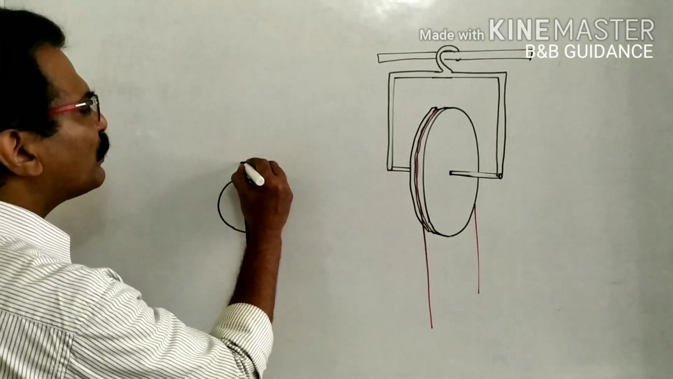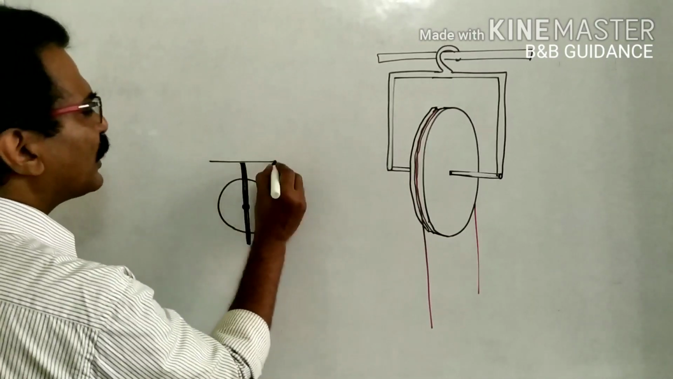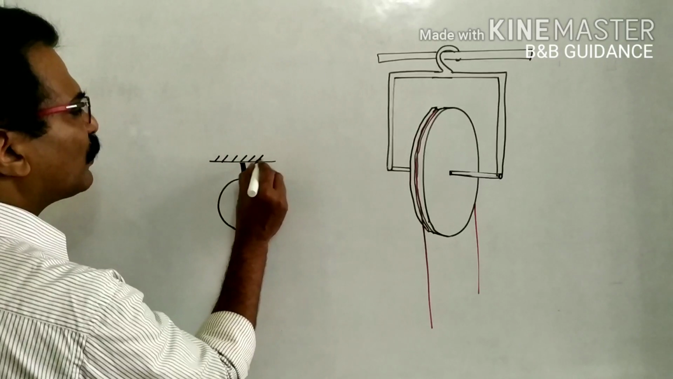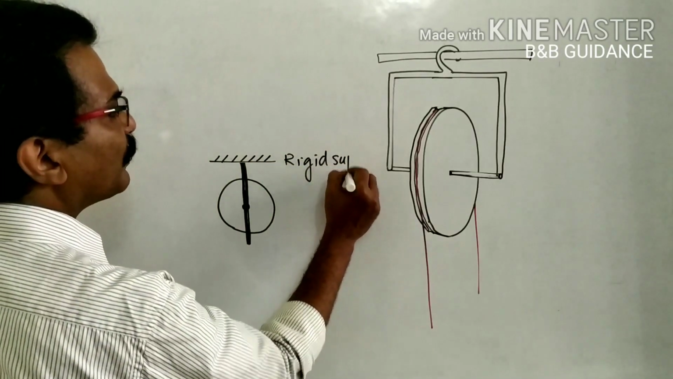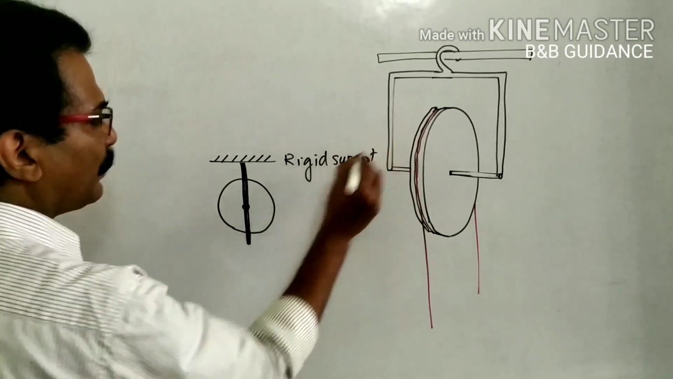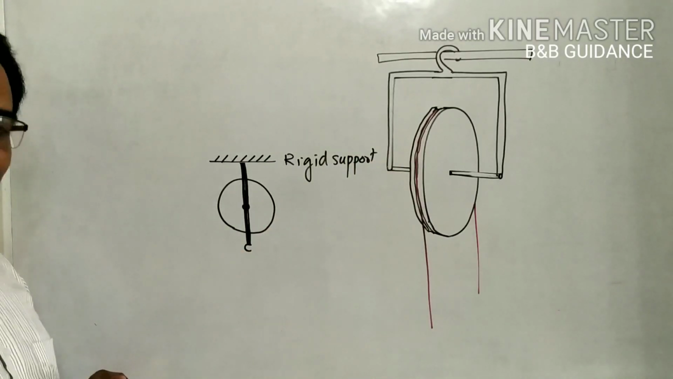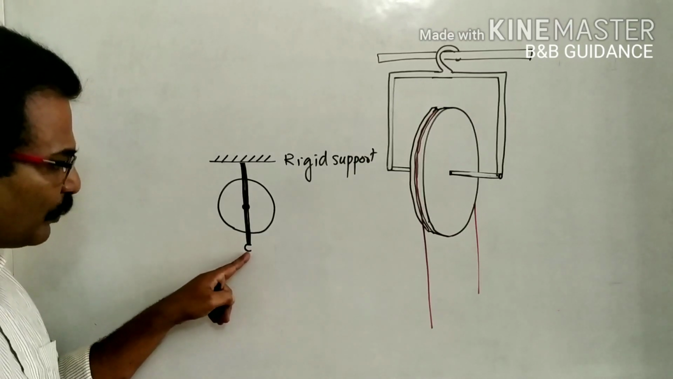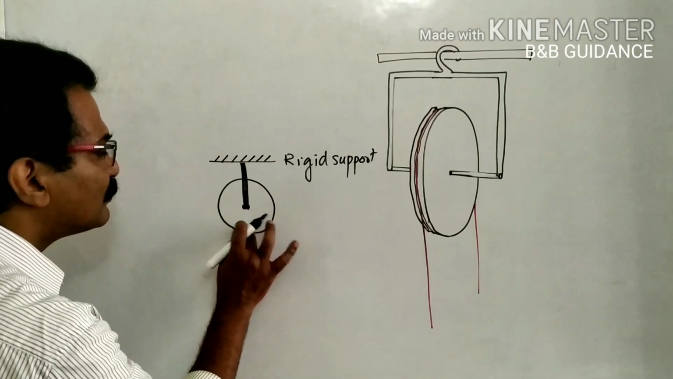Here, you can show one hook. Or you can draw a rigid support like this. This is the rigid support. And one hook can be used here. Sometimes this hook may not be required, then you can make your pulley like this. This is enough.